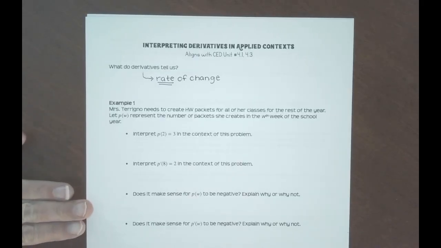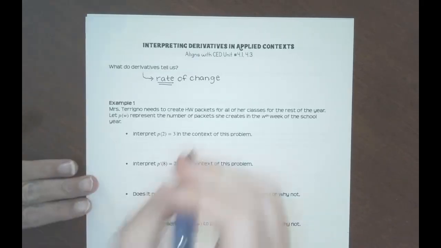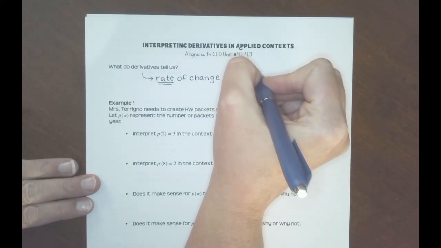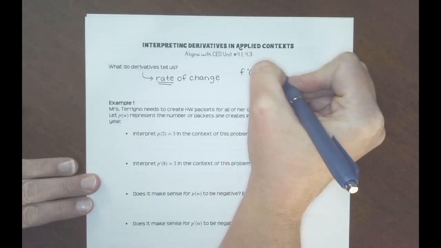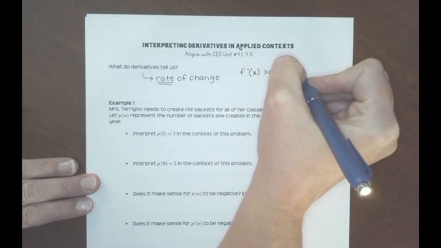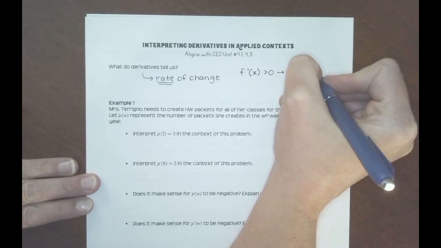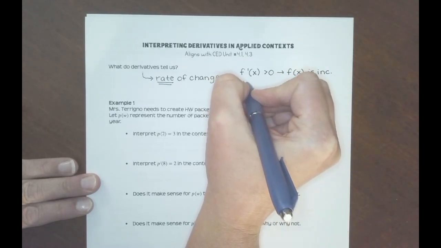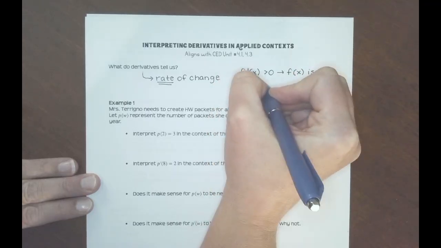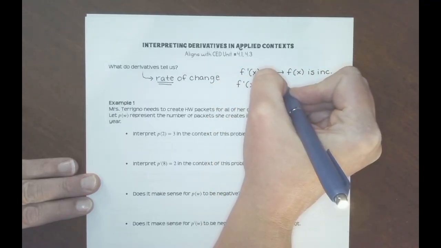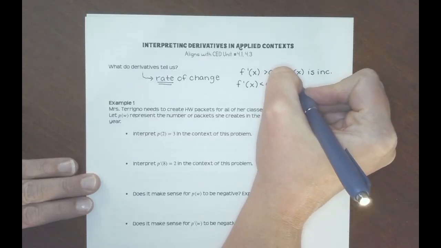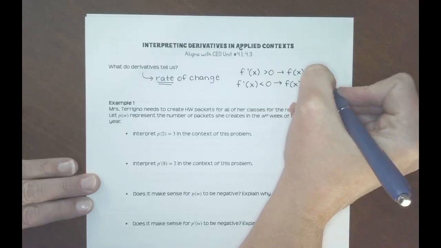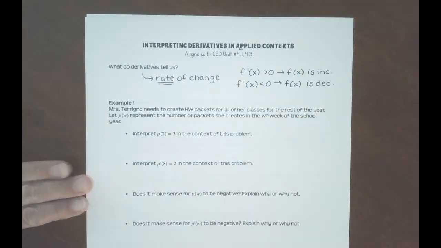The other really useful thing about derivatives is that when a derivative, so f prime, is positive, that tells us that the original function, f of x, is increasing. And then vice versa for decreasing. So when the derivative is negative, then we have a decreasing function. Anytime you see a question in any context that asks whether something is increasing or decreasing, that is a signal that you should be looking at the sign of the derivative, positive or negative.